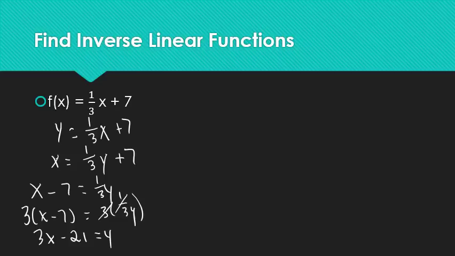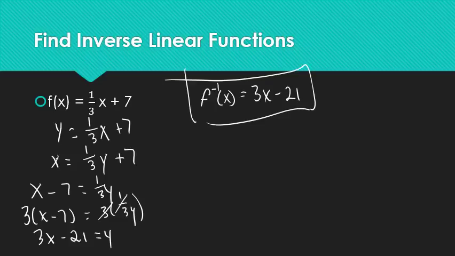And we're prepared now for the last step, which is writing it in inverse function notation. So we've got f of negative 1 of x, the inverse, equals 3x minus 21. And shazam, there we go. We have found the inverse function of the function 1/3 x plus 7.